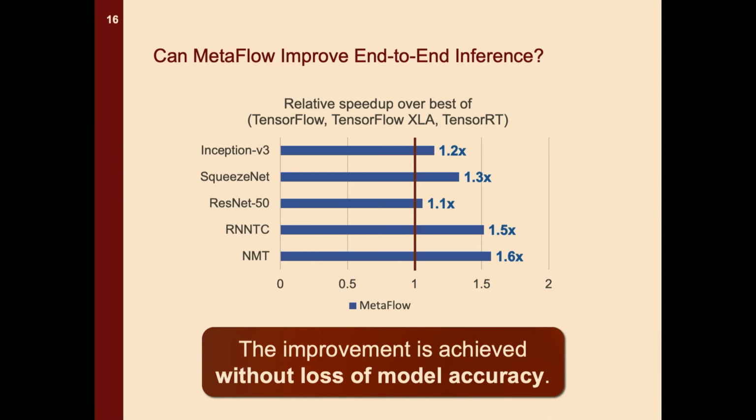Okay. So is it possible that some performance gain comes from the difference of the execution engine instead? So we found that because we directly use the cuDNN library and cuBLAS library, our MetaFlow runtime has almost identical performance as TensorRT. Okay. Right. Okay. Thank you.